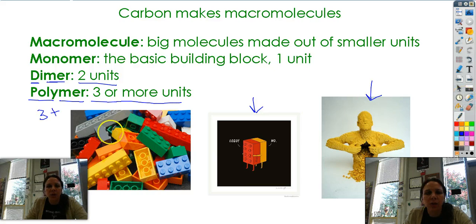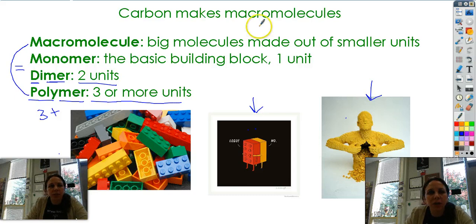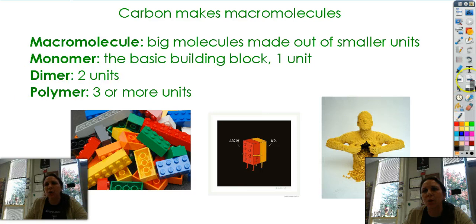And so all the molecules in our body are built off of this. We have individual monomers that come together to make dimers. Dimers come together to make polymers. So that means the word polymer and macromolecule are exactly the same. They're the same. And it's also the same as organic molecule. So organic molecule, macromolecule, polymer, they're all pretty much the same exact word.